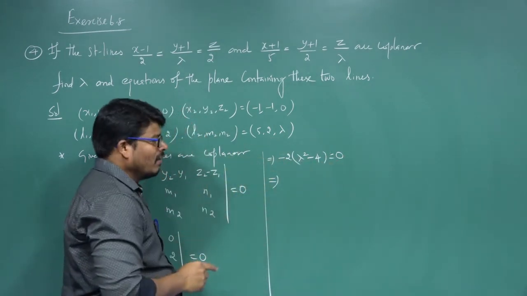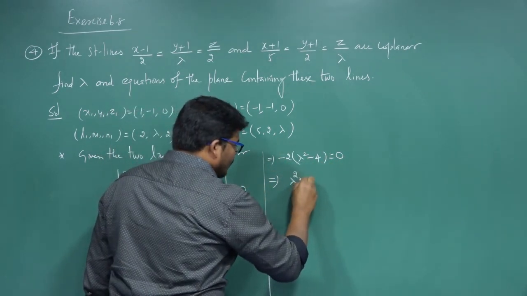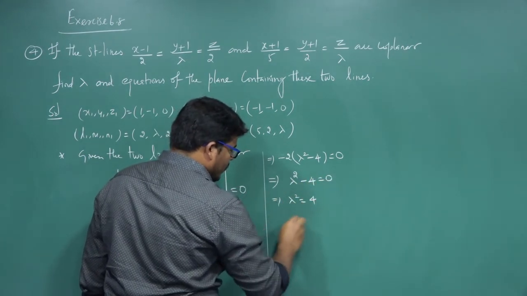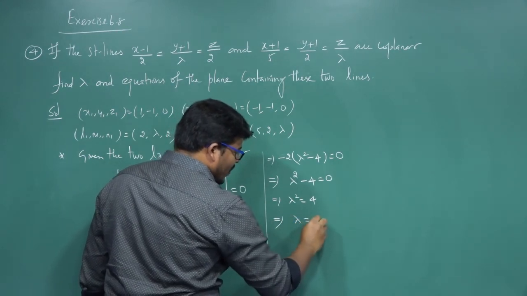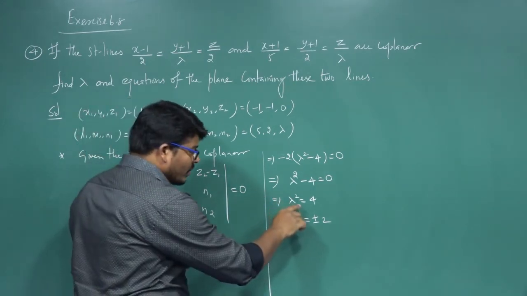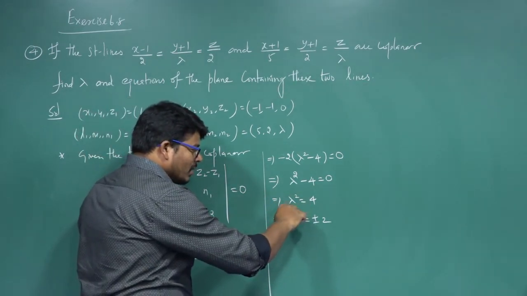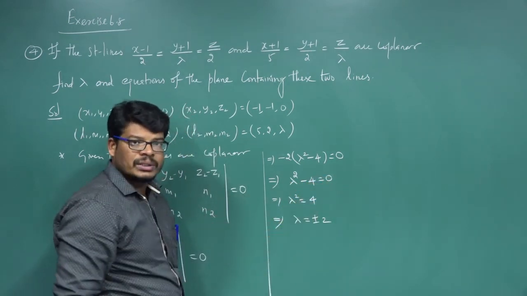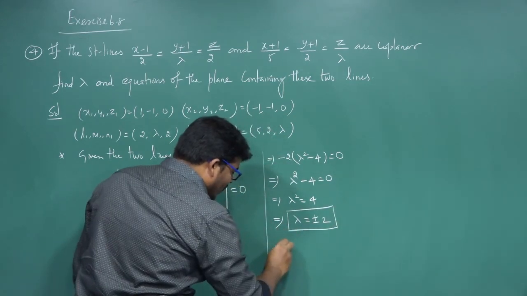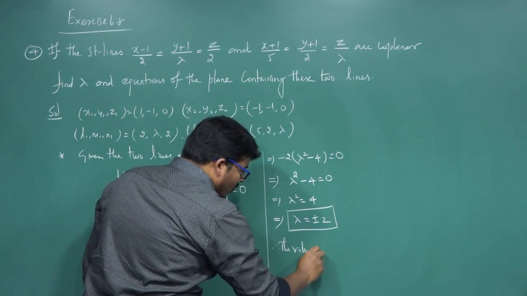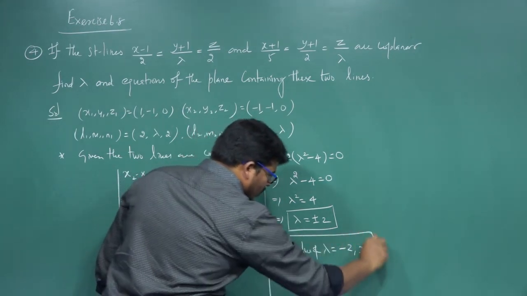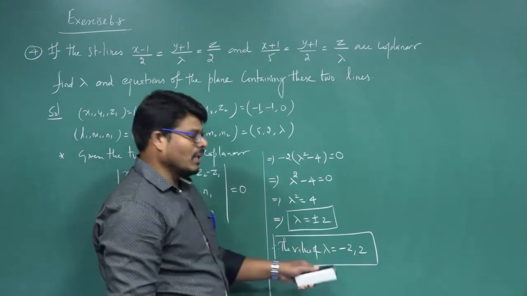Minus 2 that side value is 0, so lambda square minus 4 equal to 0. That is lambda square equal to 4, which implies lambda equal to plus or minus 2. Taking square root on both sides, root 4 is 2. Therefore the value of lambda equal to minus 2 comma plus 2.